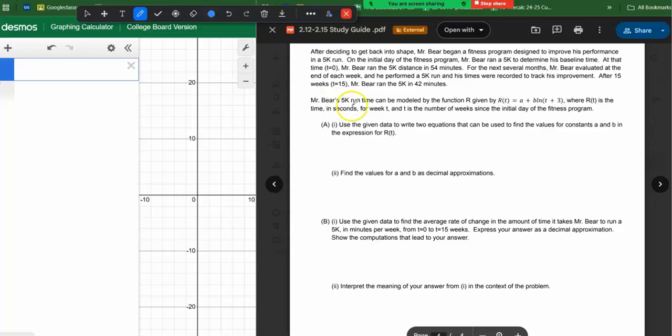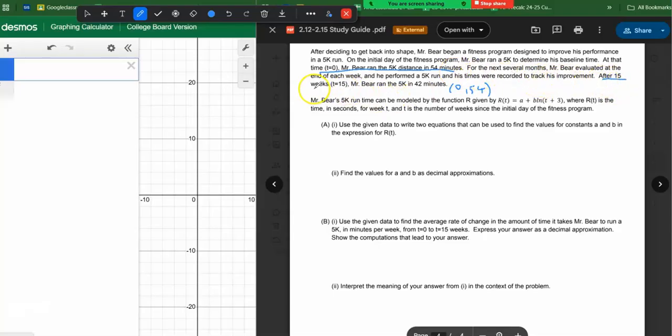Alright, FRQ2. After deciding to get back in shape, Mr. Bear began a fitness program designed to improve his performance in the 5K. On the initial day, he ran his baseline time. At t equals 0, he ran the 5K in 54 minutes. So right here, give me the point: 0, 54. For the next several months, he evaluated at the end of each month, and he recorded his performance.